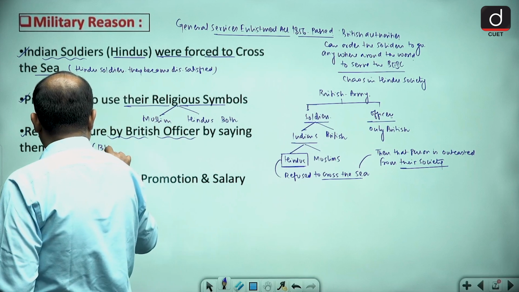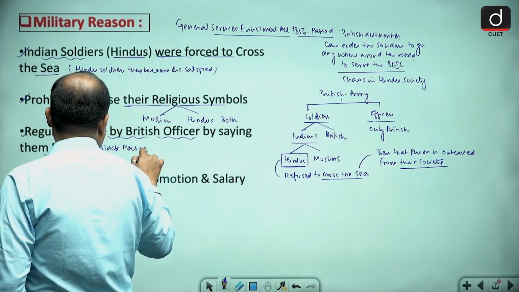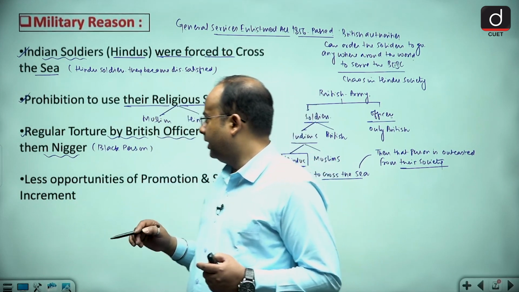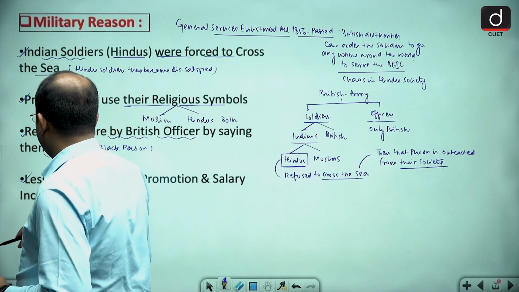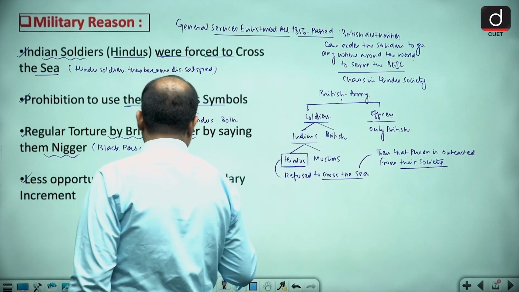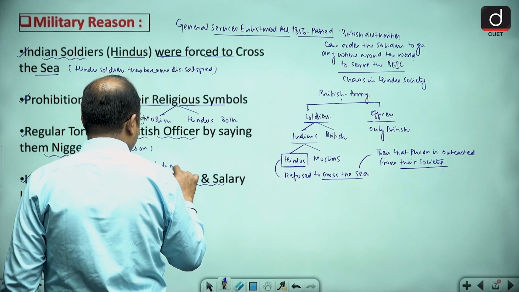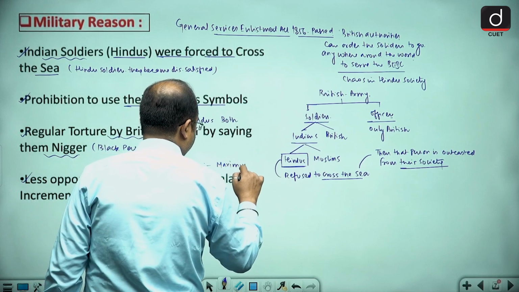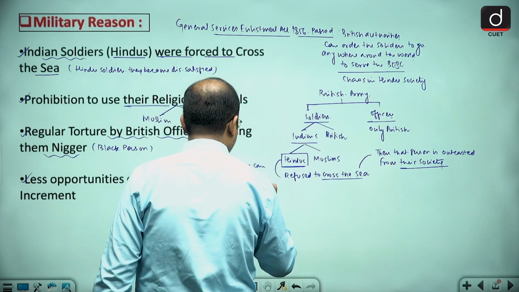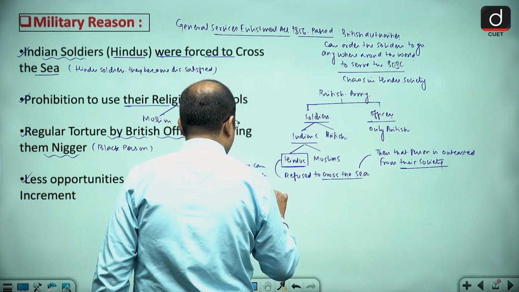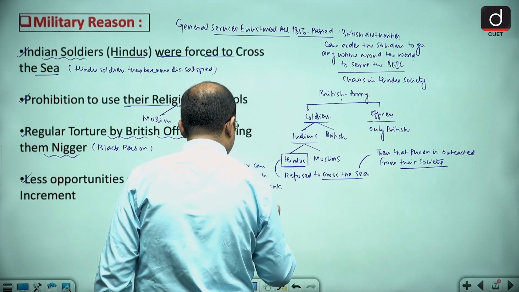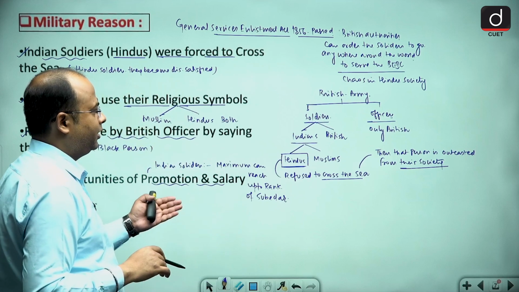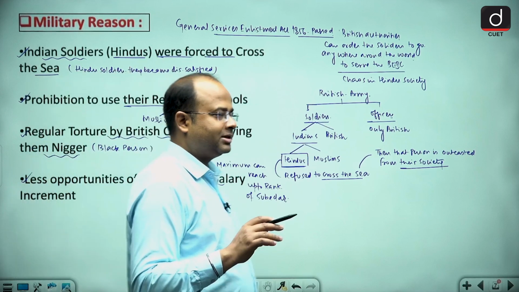Other than this, guys, there was regular torture of Indian soldiers by British officers, calling them a racial slur meaning black person. So the British officers used to humiliate the Indian soldiers by calling them that. Other than this, guys, there was less opportunity for promotion and salary increment. So it is said that an Indian soldier could reach a maximum of up to the rank of Subedar. And there was less salary as compared to the British soldiers.